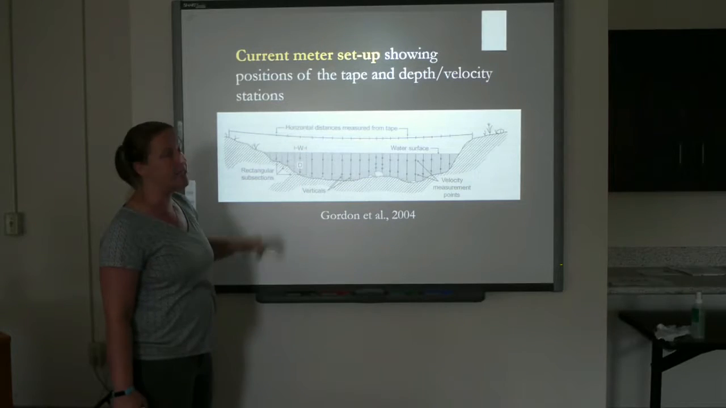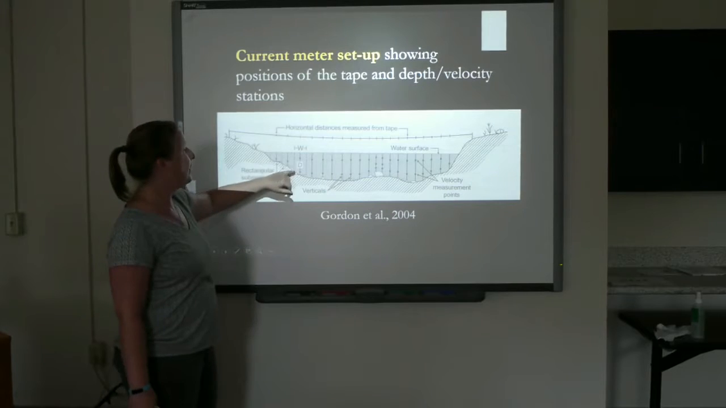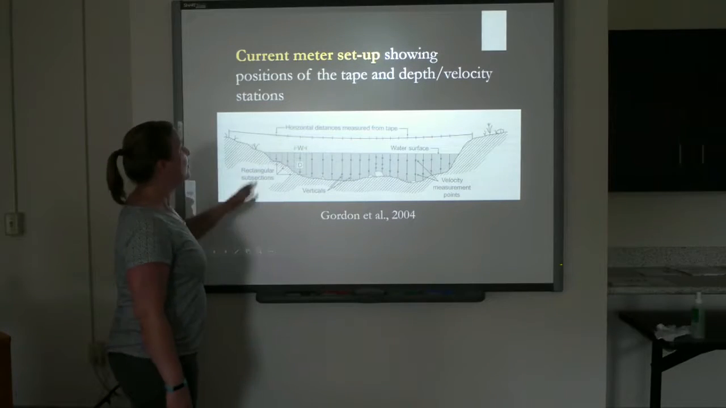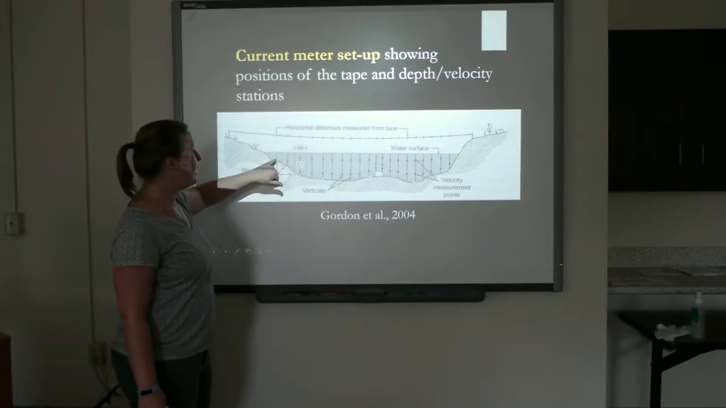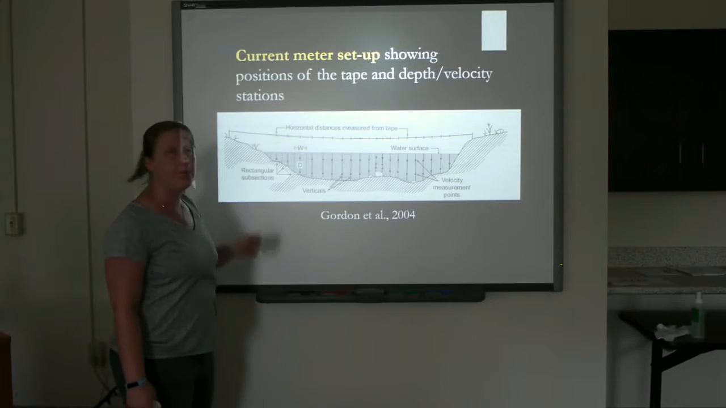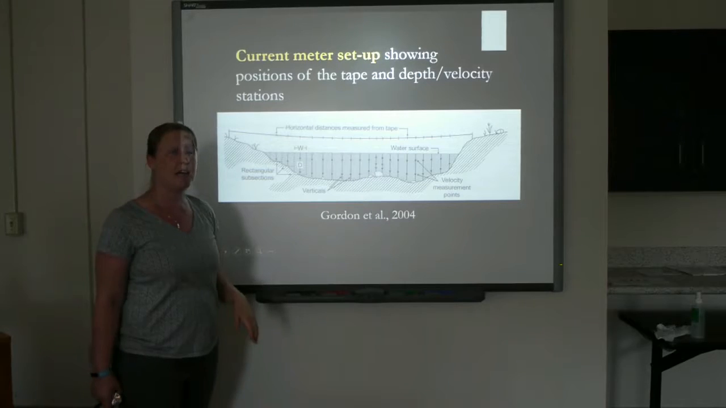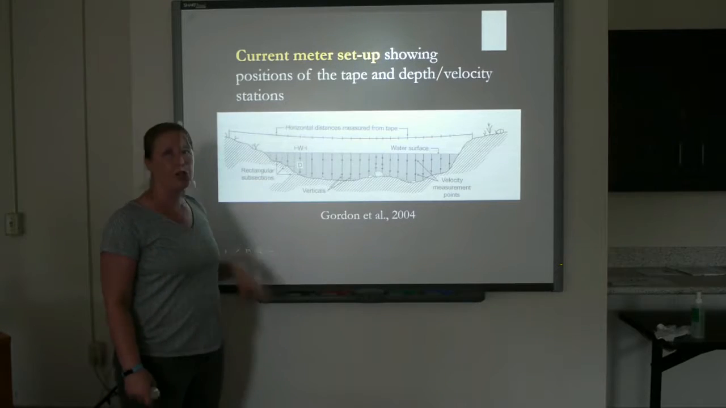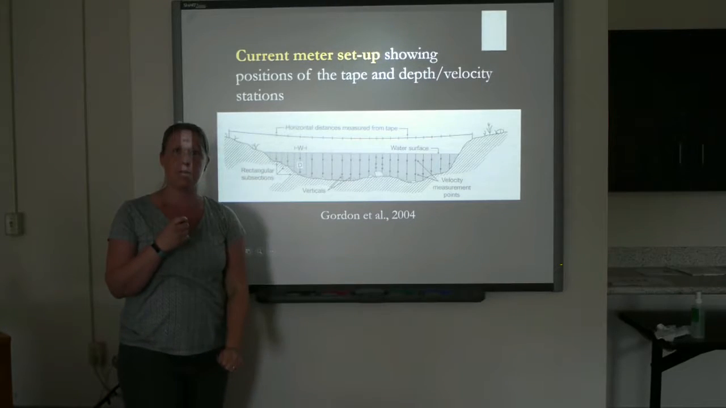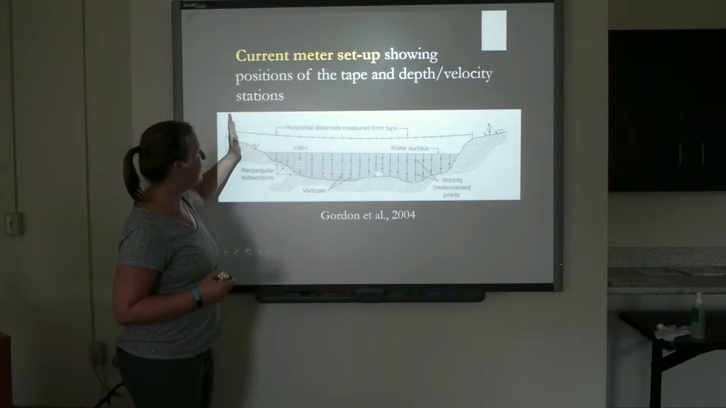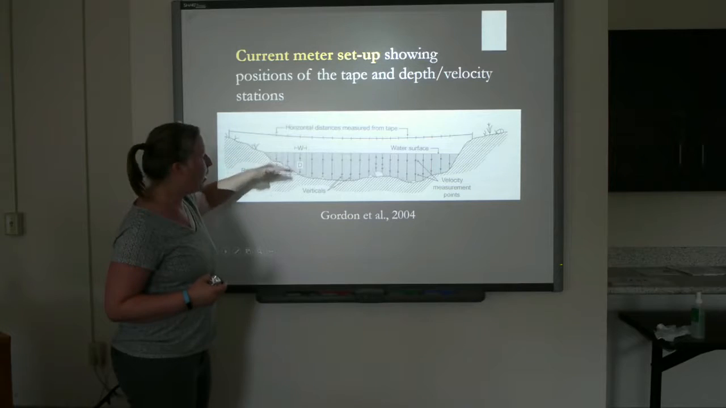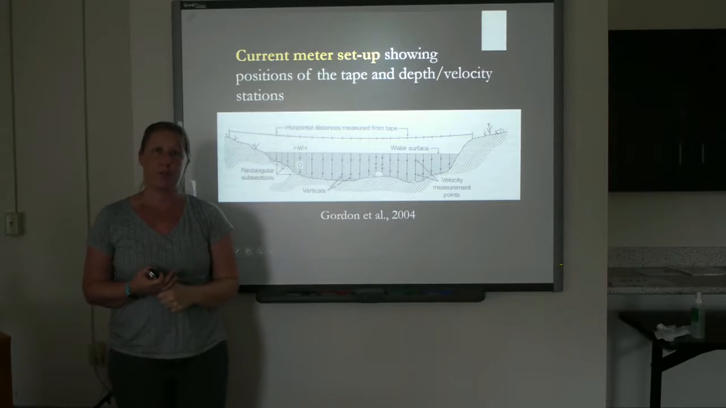Here it's marked as D, or the D is actually for depth. So you'll mark your distance along the tape. We'll measure that for each station. We'll measure the depth of the water at that location, and I'll show you how to do that on the rod that the pygmy's attached to. So you'll mark down where you are, the depth of the water, and then you'll take your velocity measurement.